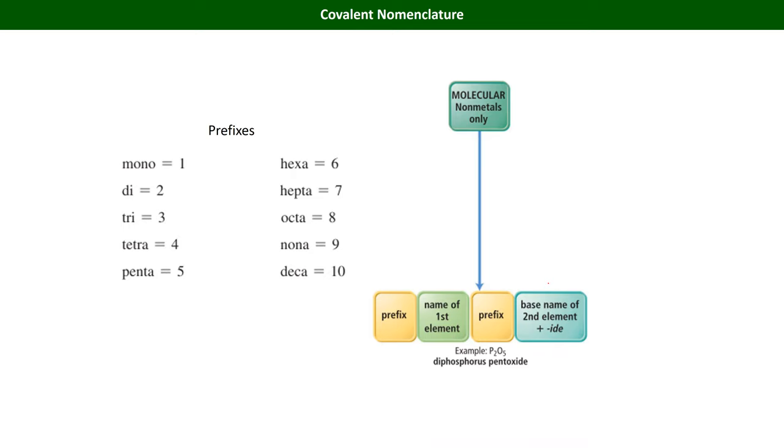And for the most part, a lot of you have probably seen these before, but if not, you definitely have seen words that use a lot of these prefixes.